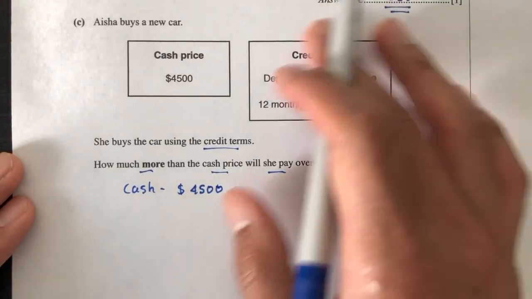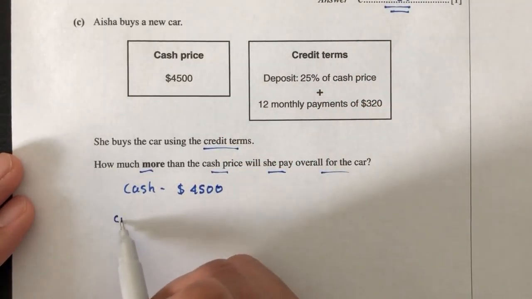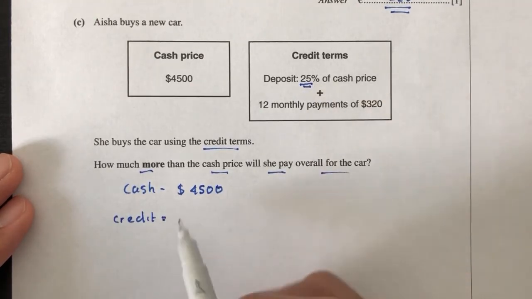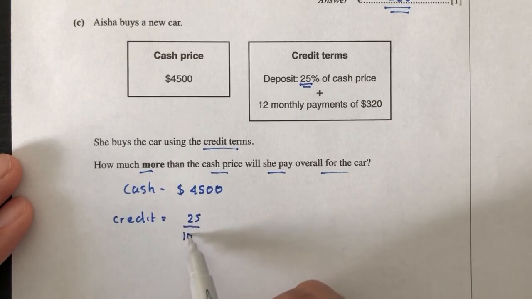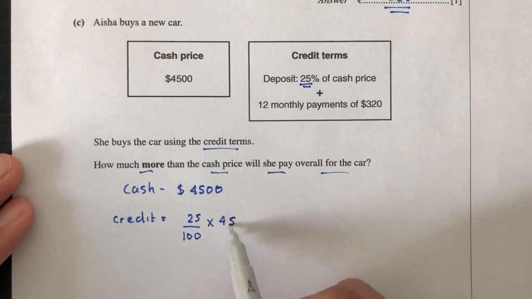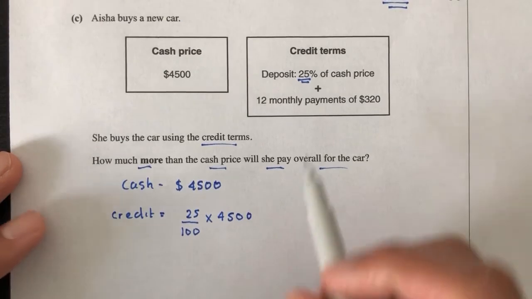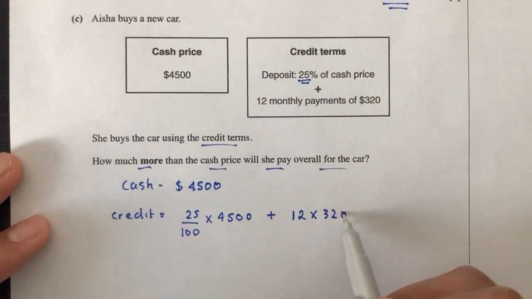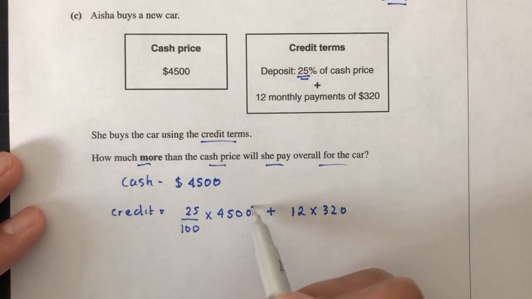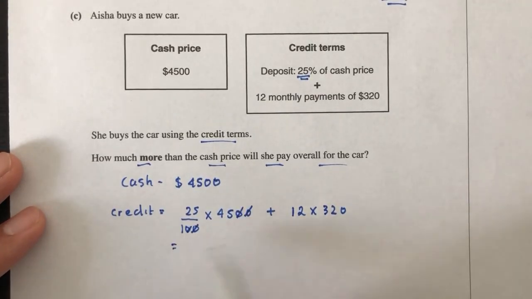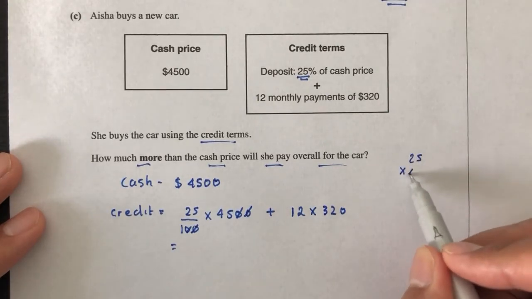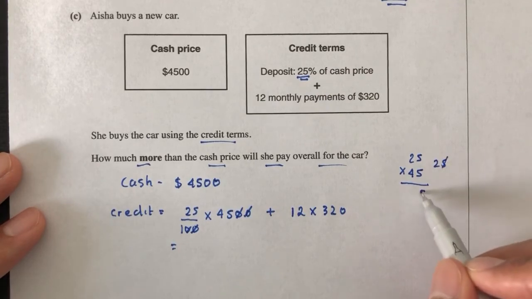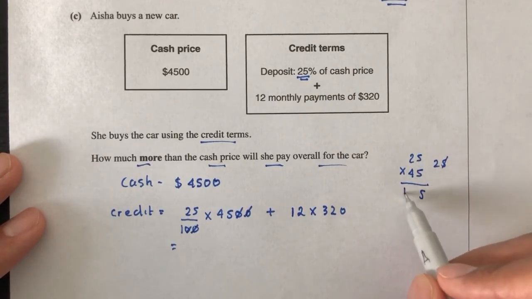So let's find out how much she will pay for this one. So credit terms, so she first has to have a deposit of 25%, so 25% times 4,500, plus 12 monthly payments of 320. So let's find this out first. That will be 0, 0, 0, 0. So 25 times 45, what do we have? 5 times 5 is 25. 2 times 5 is 10, plus 2 will be 12.